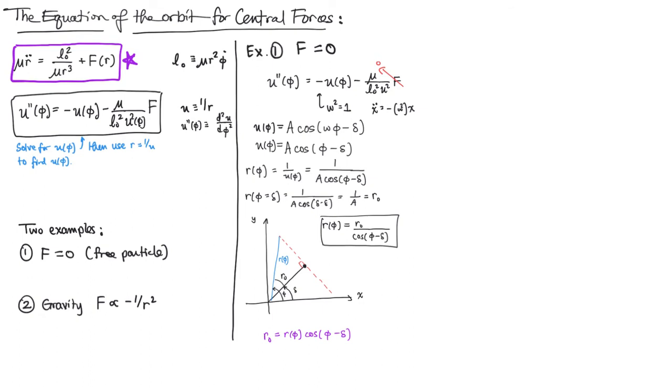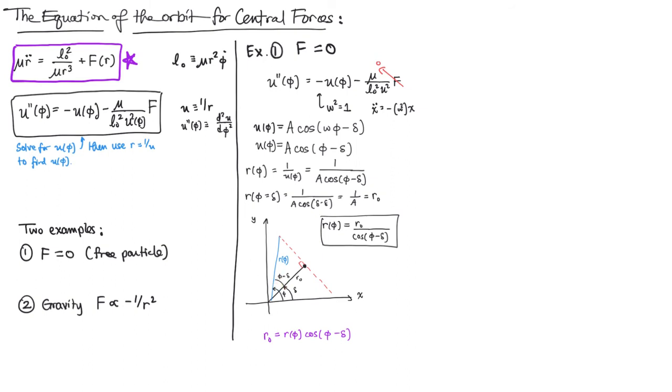So I'm going to move my r naught a little bit over. This angle in here is phi minus delta. Okay, so I have a right triangle with hypotenuse r of phi. This side is r naught, and this angle is phi minus delta.